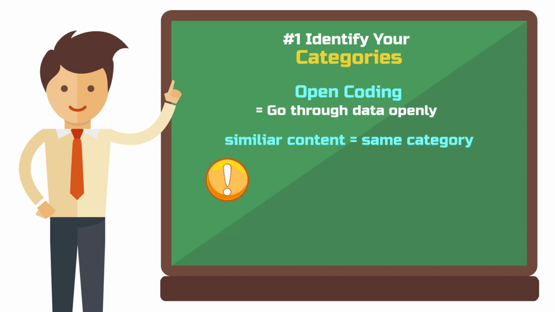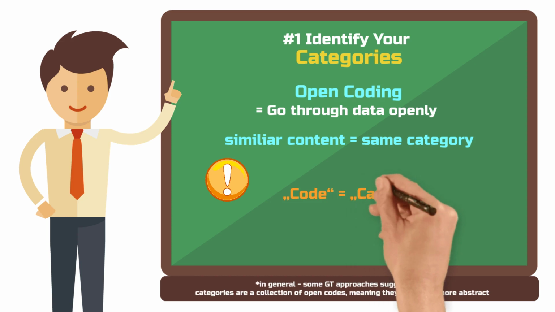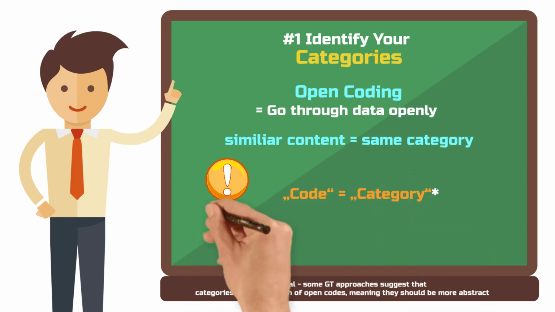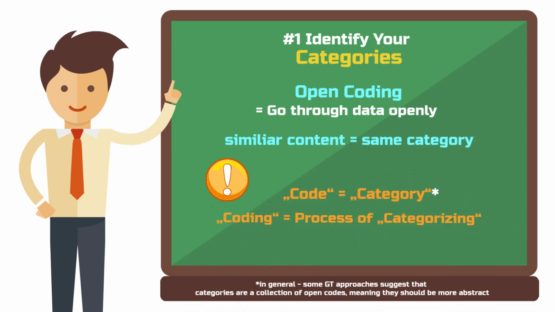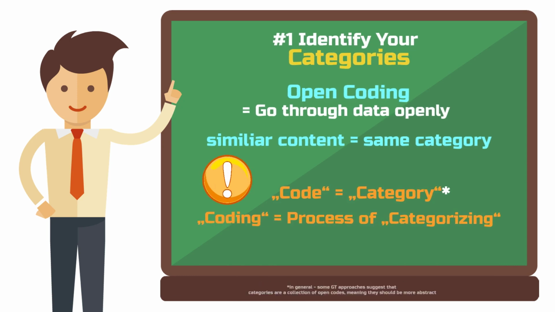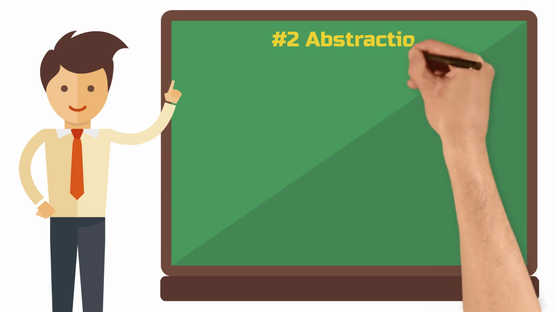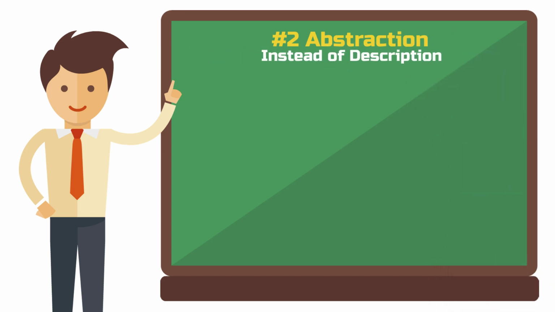By the way, the terms code and category mean the same thing. Coding is simply the process of categorizing. But how exactly do you form a category? Step 2. Abstraction instead of description. Rather than merely summarizing the content and using the interviewee's wording, you should abstract the content.